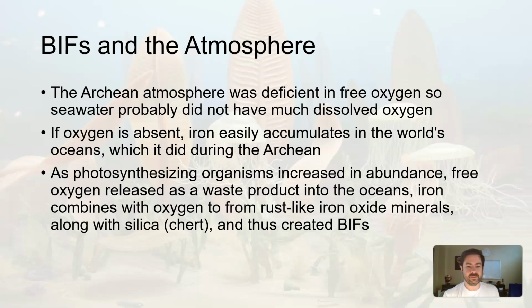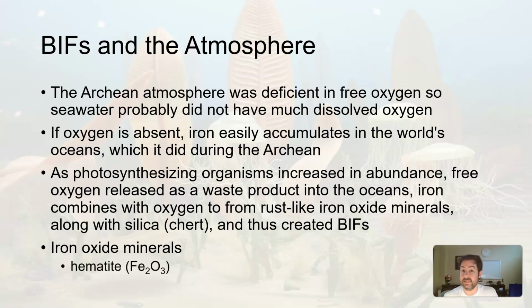And so you get these rust-like iron oxide minerals layering with silica, the chert and jasper, and thus created these banded iron formations. Remember, the iron oxide minerals that are created when iron grabs onto this oxygen are things like hematite.